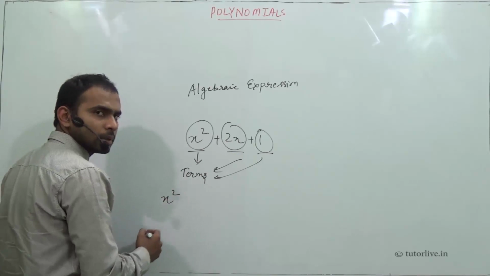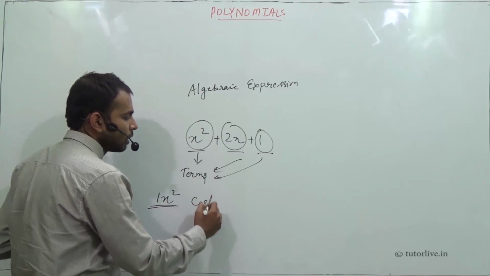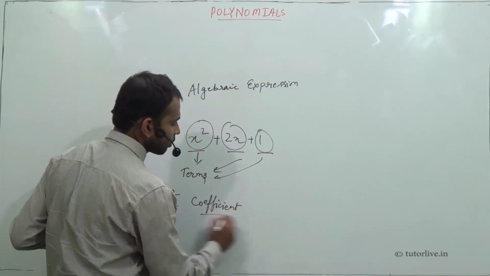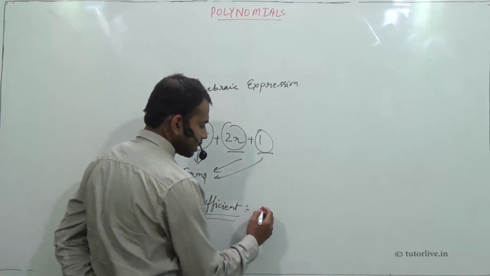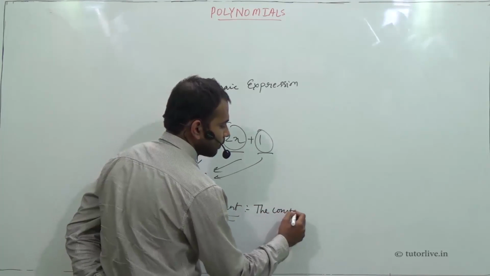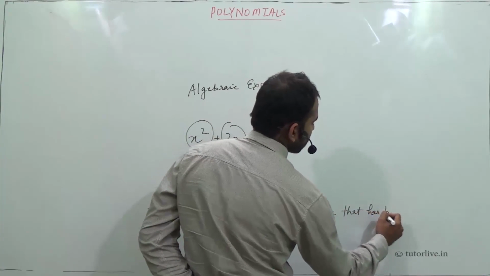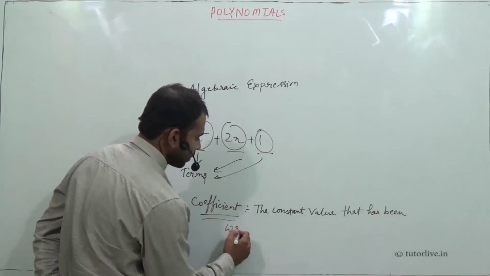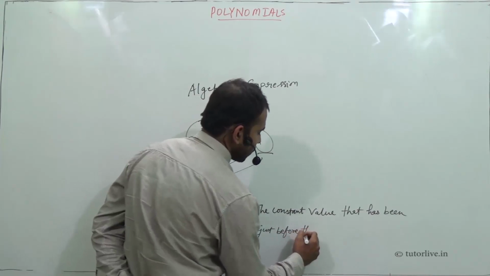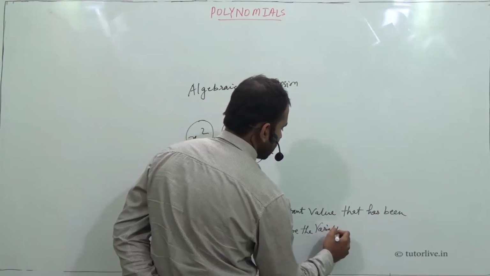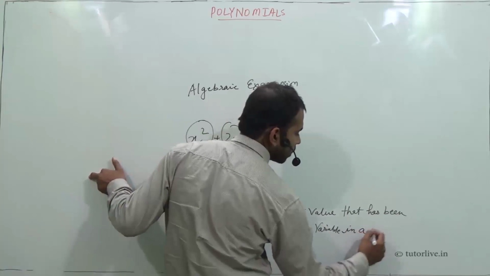If x square is taken, for x square, what is the coefficient? X square doesn't have anything written, that just means the coefficient is 1. So coefficient is another word that is utilized here. What is the coefficient? The constant value that has been written just before the variable in a term.